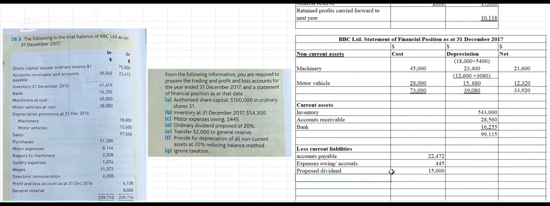Now we can arrive at the total for these three figures, which is $37,917. And of course, you're going to less your current liabilities from your current assets. So 99,115 minus 37,917, and you will arrive at $61,198. And this figure is also recorded as or identified as your net current assets.